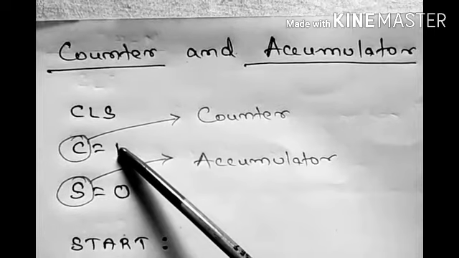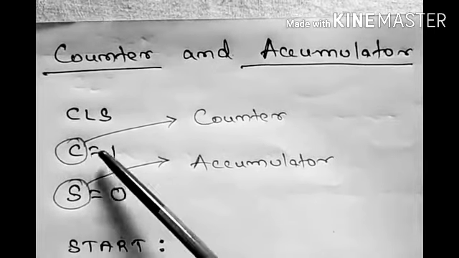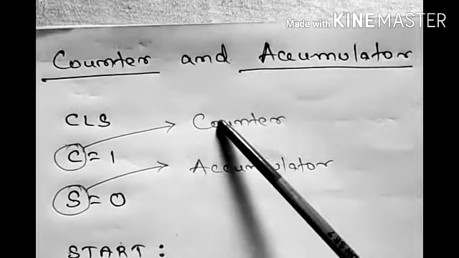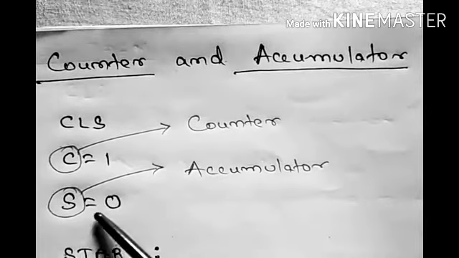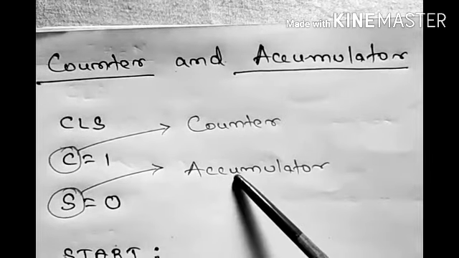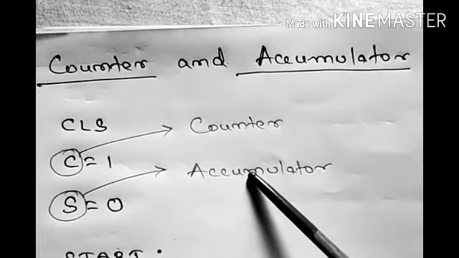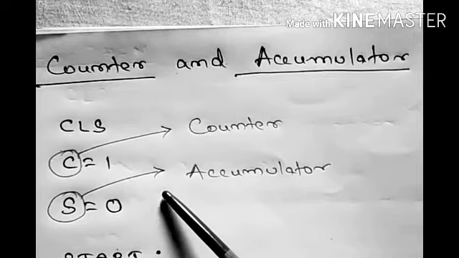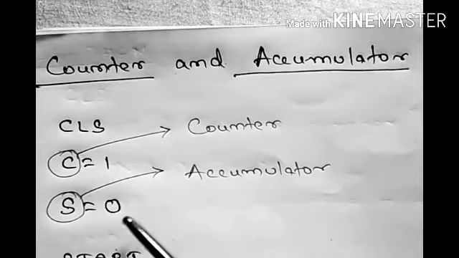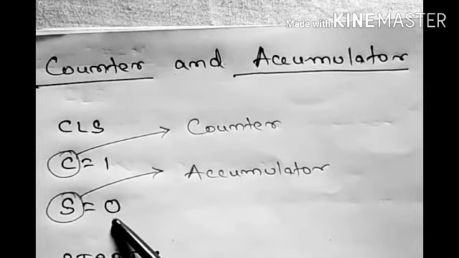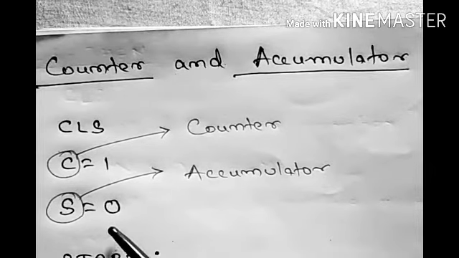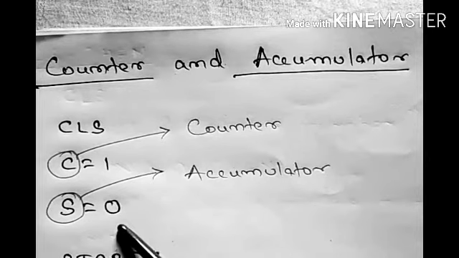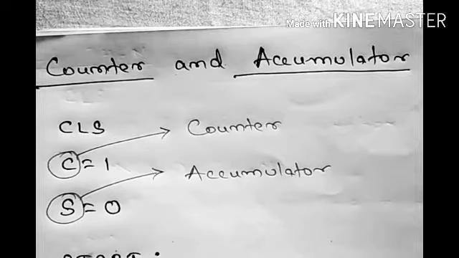Here I take the counter variable as c equal to 1, it is the counter, and s equal to 0, s is the accumulator. Now what is accumulator? Accumulator is also a numeric variable which contains a data value in the memory and keeps on changing or getting updated with the progress of the program.